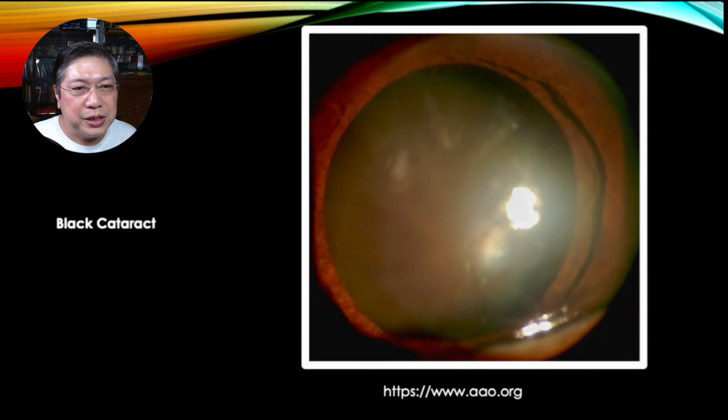Now, you will also hear the term black cataract, which is basically just another term for the brunescent cataract. So, a black cataract and a brunescent cataract mean the same thing. It's a very, very dense cataract.